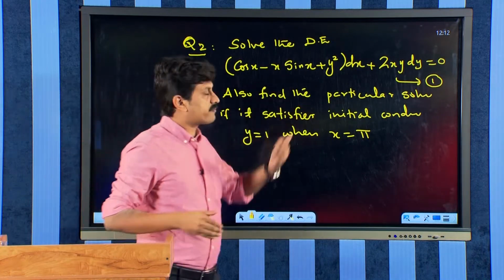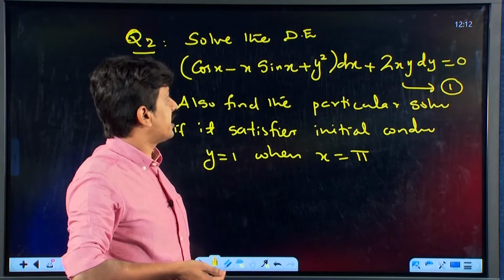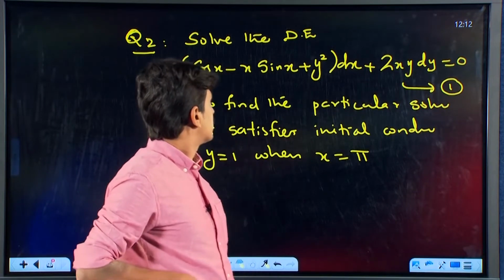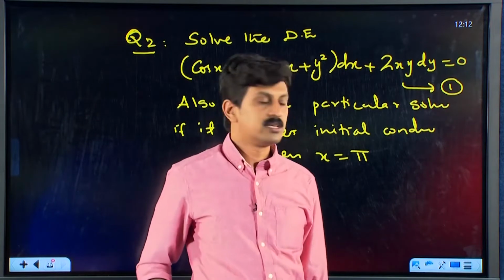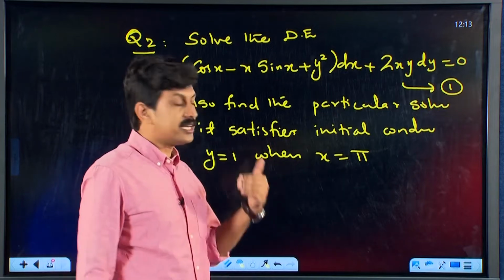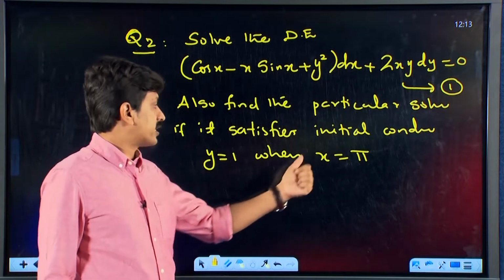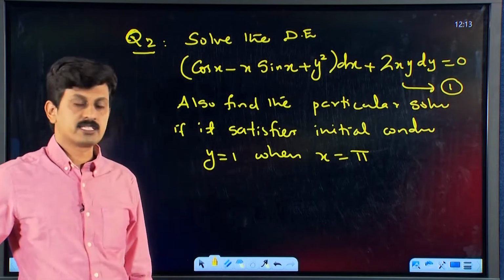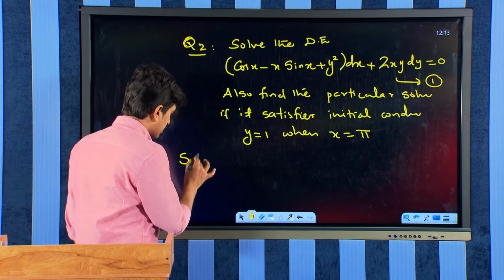In this question we have to solve equation number 1, the differential equation (cos x minus x sin x plus y square) dx plus 2xy dy is equal to 0. After getting the general solution, we have to find a particular solution when y is equal to 1 and x is equal to pi. Okay, so we can start the solution.